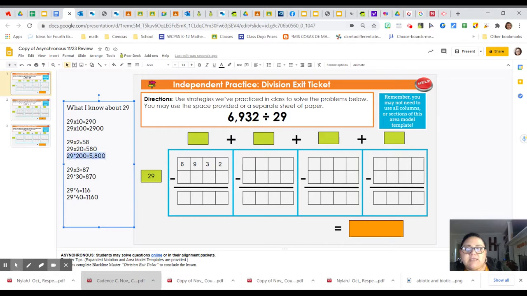And as you can see here, we're getting closer to 6,000, right? So I'm going to keep going. So I know that 29 times 300 is going to be over 6,000. It's going to be 8,700. 29 times 4 is 116. 29 times 40 is 1,160.